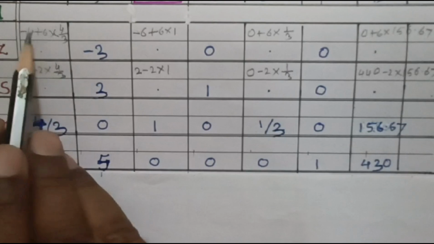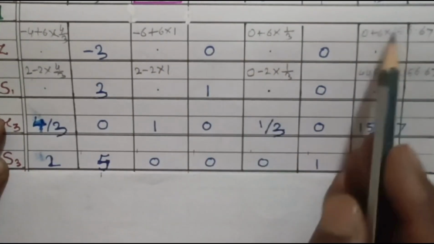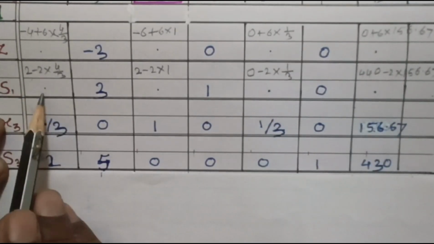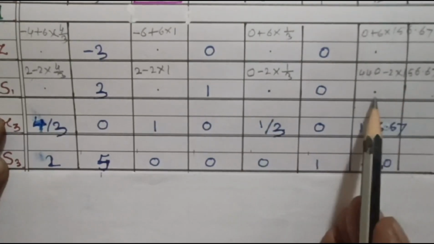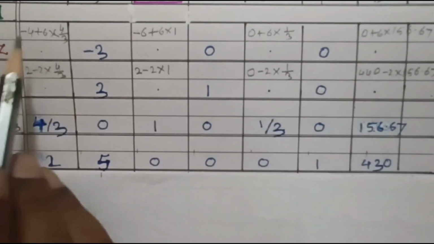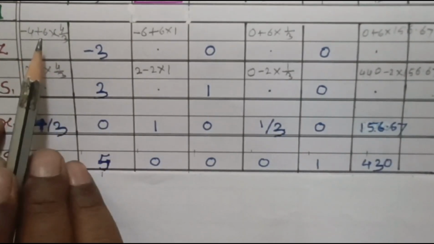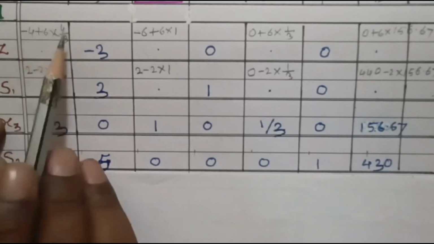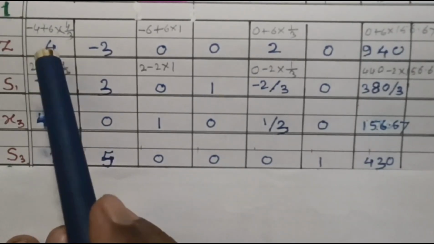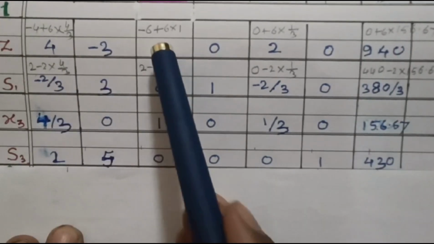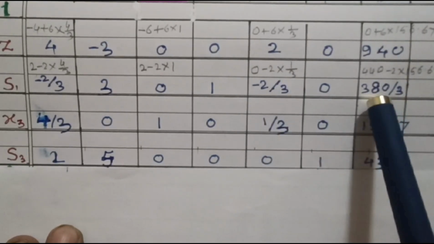Whatever the value of each calculation, put it in its place. Then using an eraser, rub out the calculation part which we did using pencil. After calculation with the calculator, we get these values: 4 here, -2/3 here, 0 0 2 -2/3, and this 940 and this 380 divided by 3.